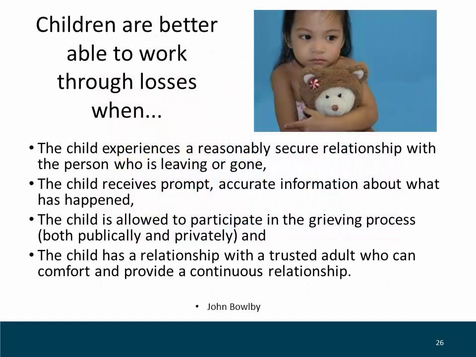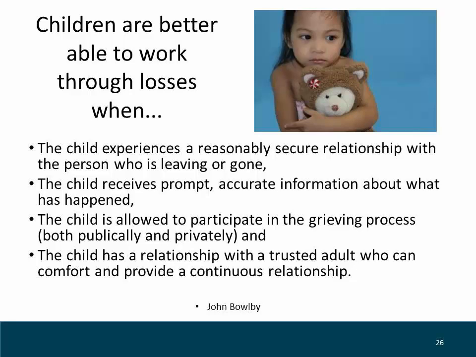John Bowlby stated that children are better able to resolve losses appropriately when the following needs are met. The child experiences a reasonably secure relationship with the person who is leaving or gone. The child receives prompt, accurate information about what has happened. The child is allowed to participate in the grieving process, both publicly and privately, and the child has a relationship with a trusted adult who can comfort and provide a continuous relationship.